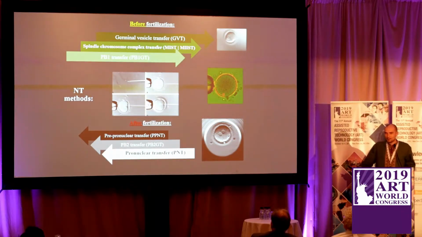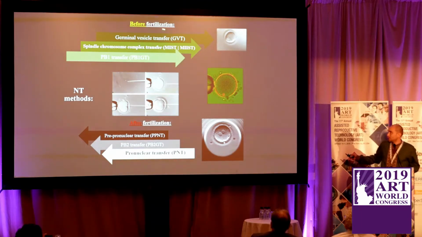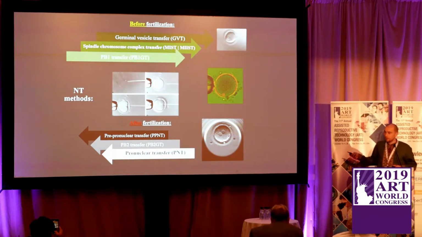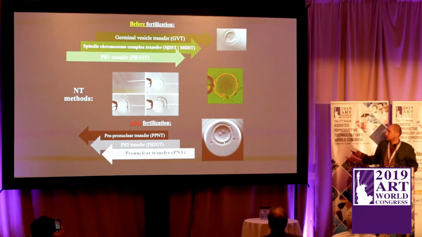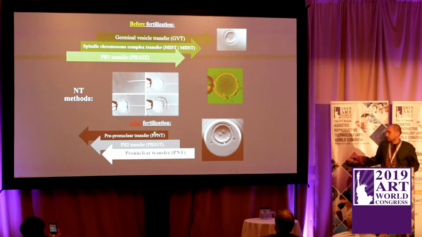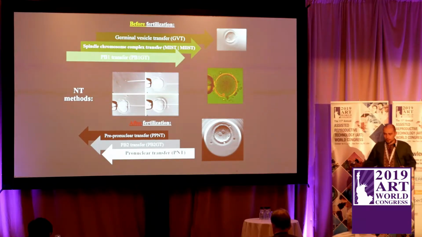So I divided it into 2 major groups, before fertilization and after fertilization. Before fertilization, we have immature cells, like GV and M1 cells, and mature ones, M2 and polar body. After fertilization, it's a bit tricky: prepronuclear transfer, polar body second, and pronuclear transfer.